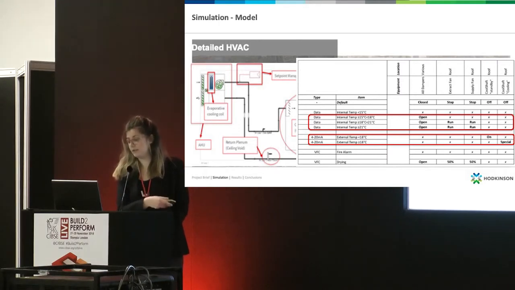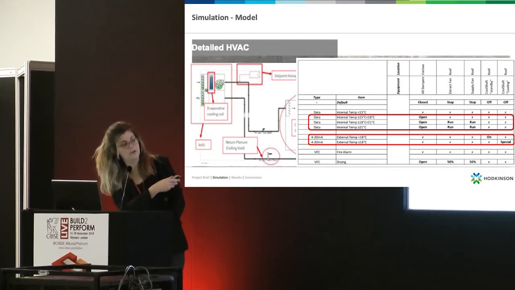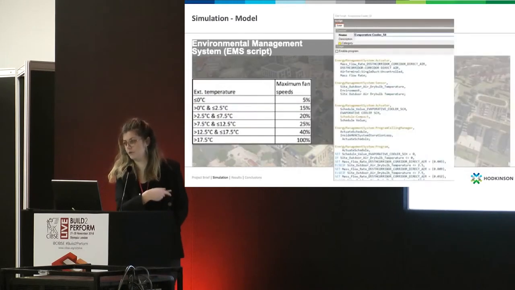There was also a second layer of environmental controls through the EMS scripting tool of Design Builder, and the script you can see on the right that I developed to modulate the fan speeds when external temperatures are lower, and then therefore you need less air to make it energy efficient and avoid overcooling.